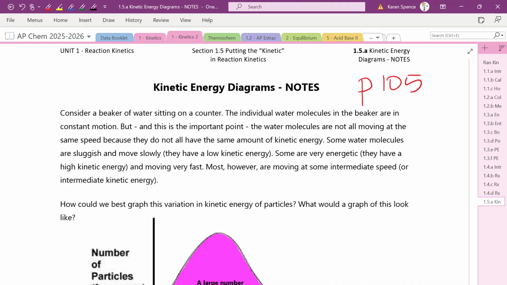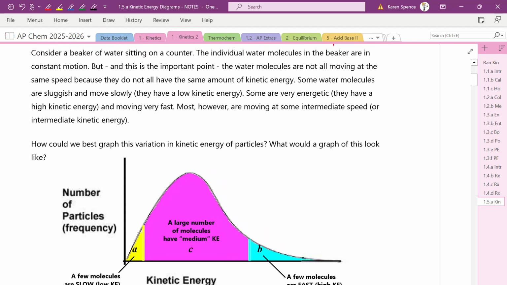So consider a beaker of water sitting on a counter. The individual water molecules in the beaker are in constant motion. But this is not the important part. The water molecules are not all moving at exactly the same speed because they do not all have the same amount of kinetic energy. They have an average kinetic energy, but they're not all moving at the same speed. Some are very energetic, high kinetic energy, and they move very fast. That would be these blue ones over here. These ones over here are very, very fast.